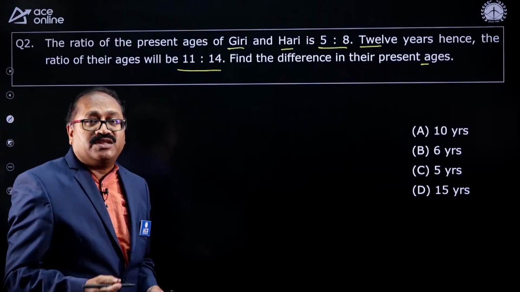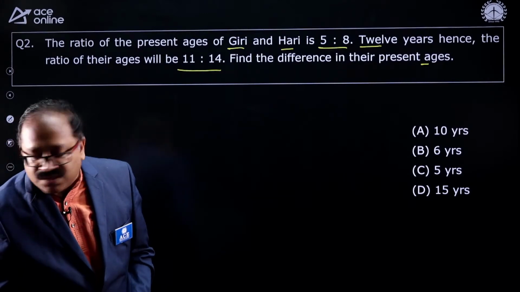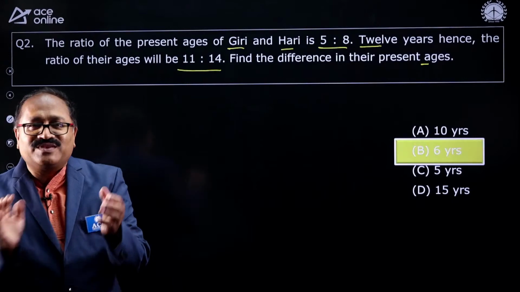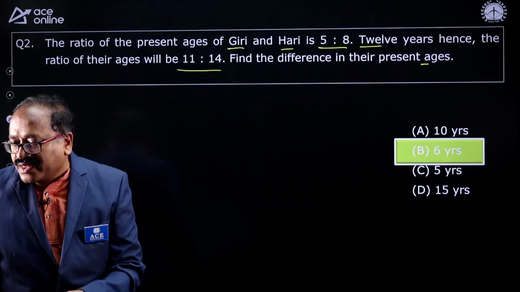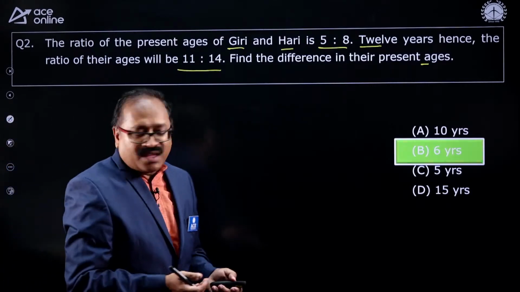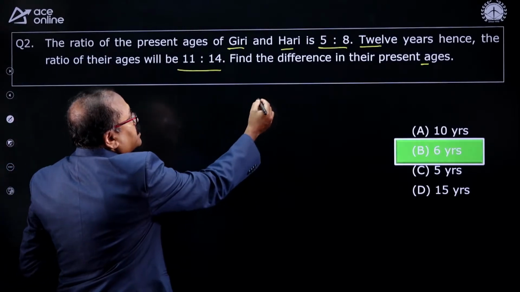I will go with the second method. Then Lakshmi madam, Aman sir, option 6 years. Wow, Mr. Aman, from Bihar. Well done, Aman. Well done. Do you agree? Aishwarya madam, do you agree with Aman? Aman is a very dynamic boy.